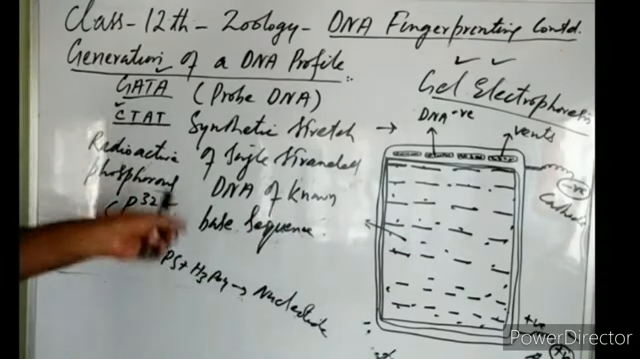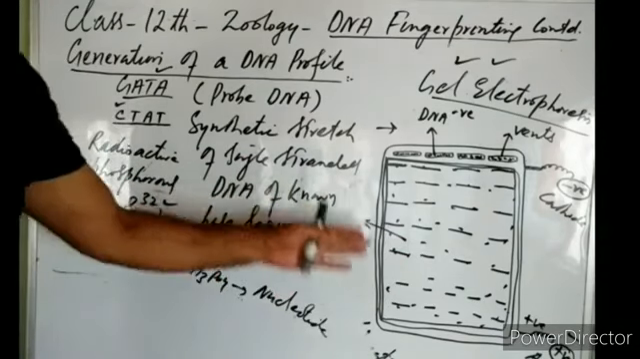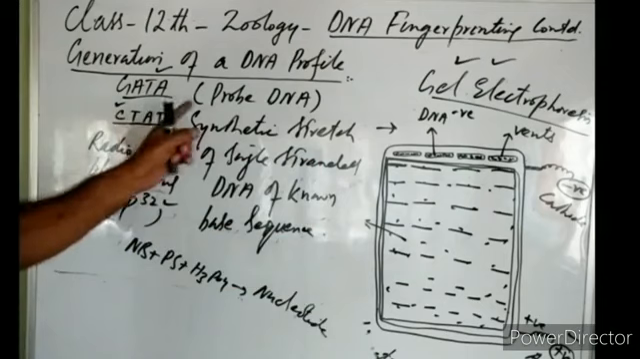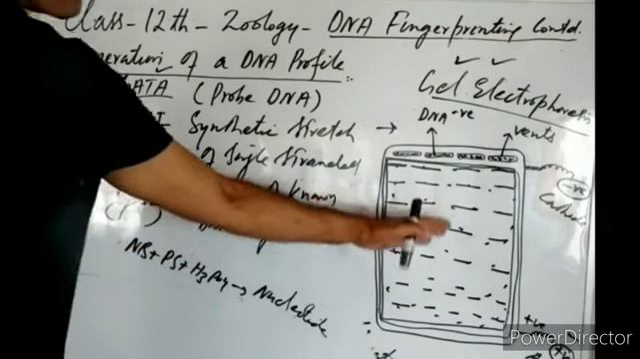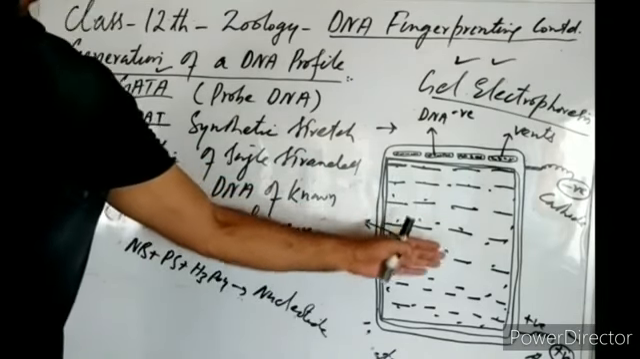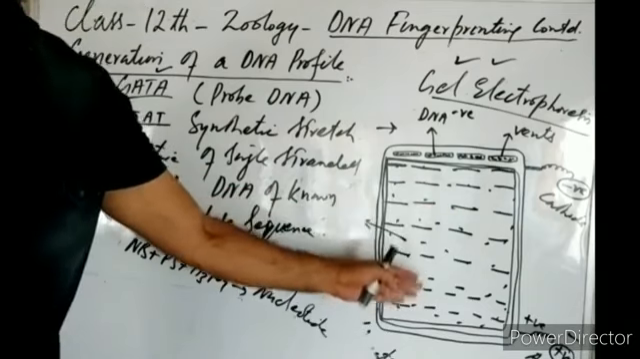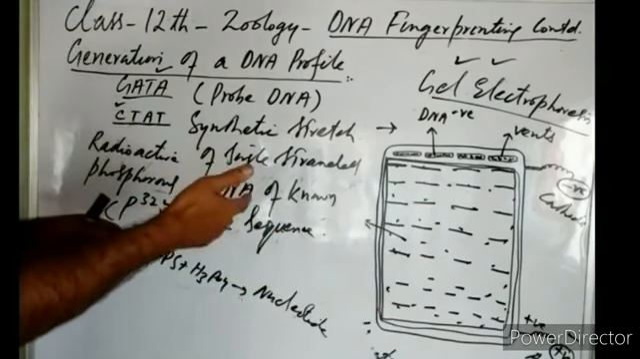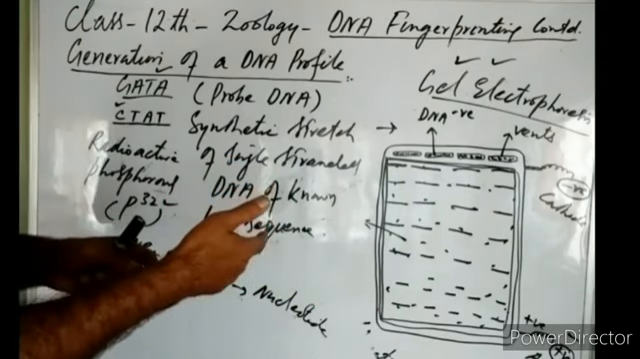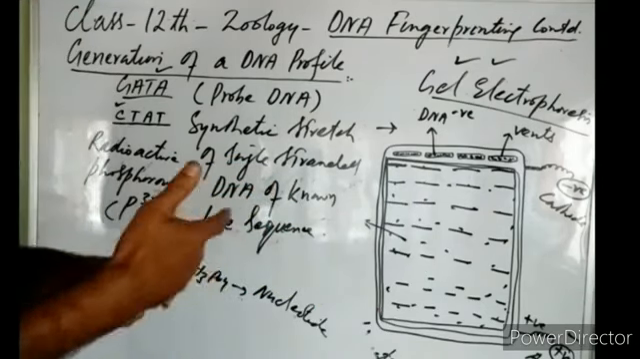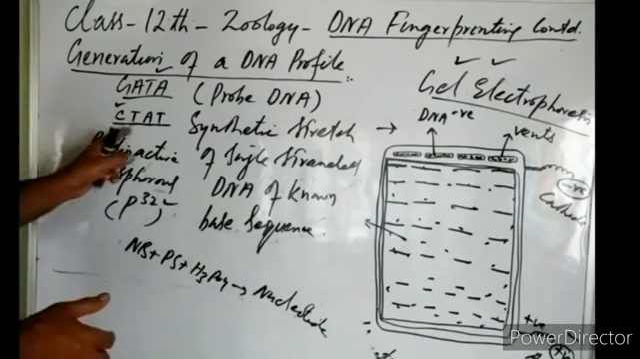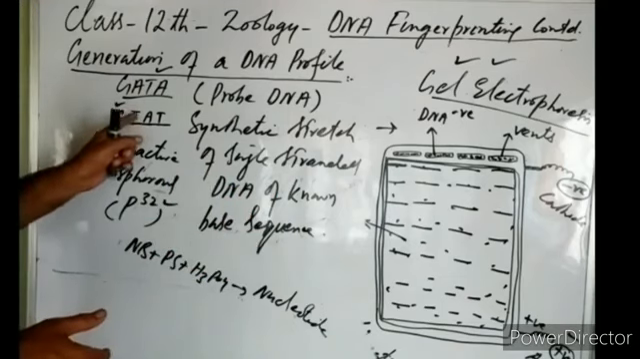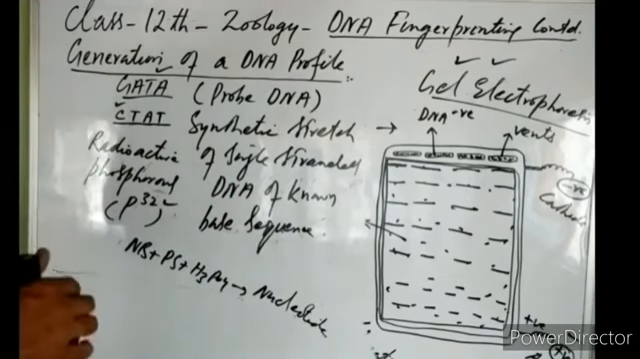So when they add this probe DNA to the nitrocellulose paper, wherever there is GATA sequence in the sample DNA, this probe DNA will bind to that GATA sequence, right? Why will this probe DNA bind to the GATA sequence? Because it has a complementary sequence to GATA. Are you understanding what I am saying?